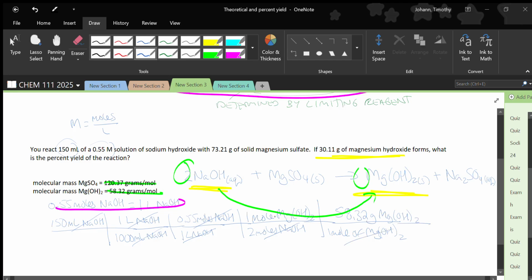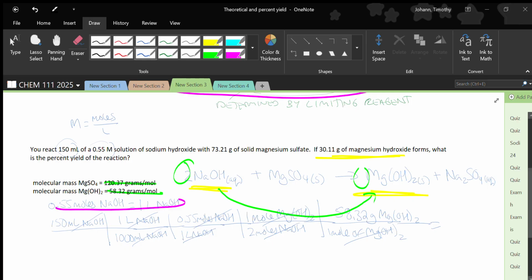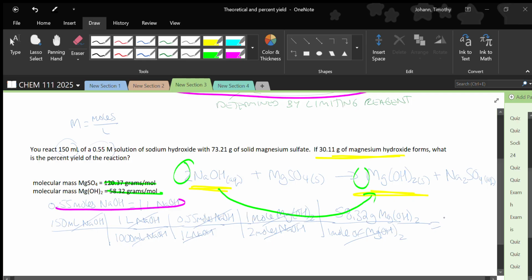Okay, those cancel, and so now I'm ready to put this into my calculator. I'm going to multiply everything across the top and divide by everything on the bottom. So 150, I'm going to just skip my ones, times 0.55 times 58.32 divided by 1,000 divided by 2 equals, I get 2.4 grams of magnesium hydroxide.